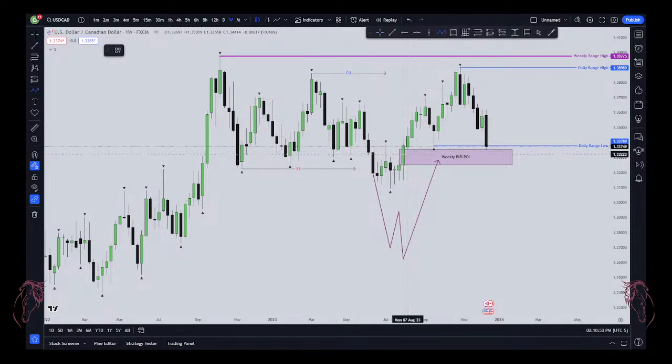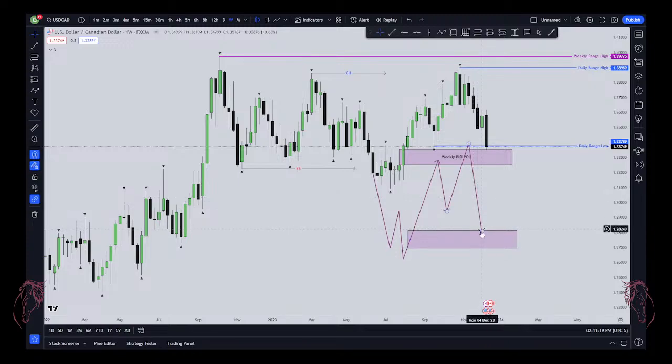And then we have an imbalance right here that price has yet to tap back into from this leg. So it went down like this. It didn't tap into our imbalance, which is, let's say, right about here. But it did create another higher high, and then it finally tapped into it right here. So this is what price did last week.